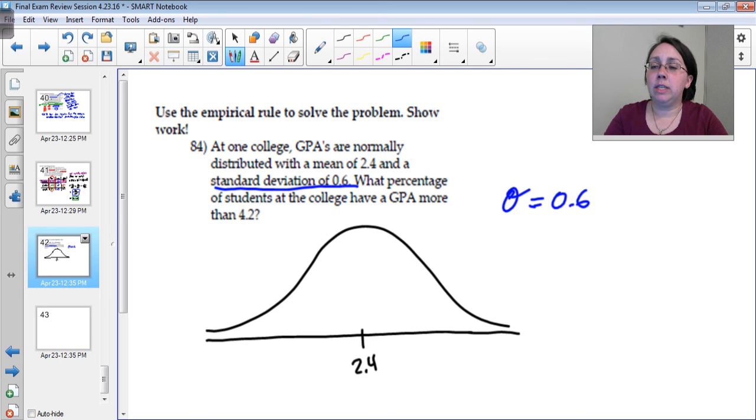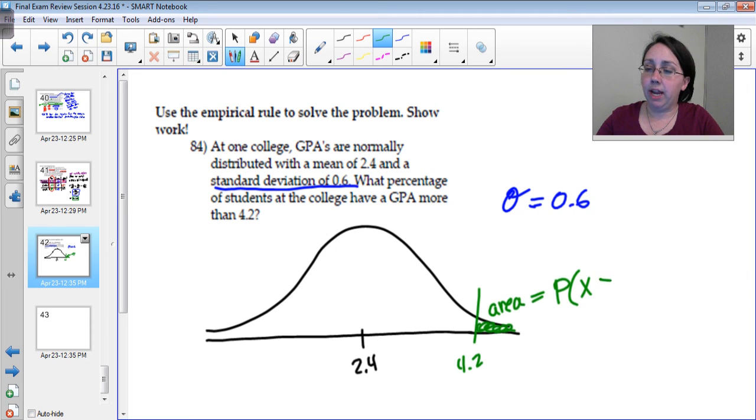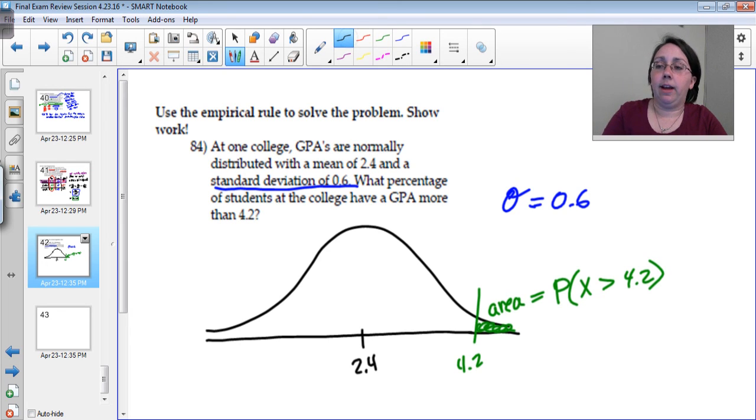What percentage of students at the college have a GPA more than 4.2? So we need to mark 4.2. That's somewhere to the right. Now, more than 4.2. Where are we interested in? To the right. So we want this area. That would be the probability of students having a GPA more than 4.2. How do we find that? You're right, we need a z-table, but do we have z?